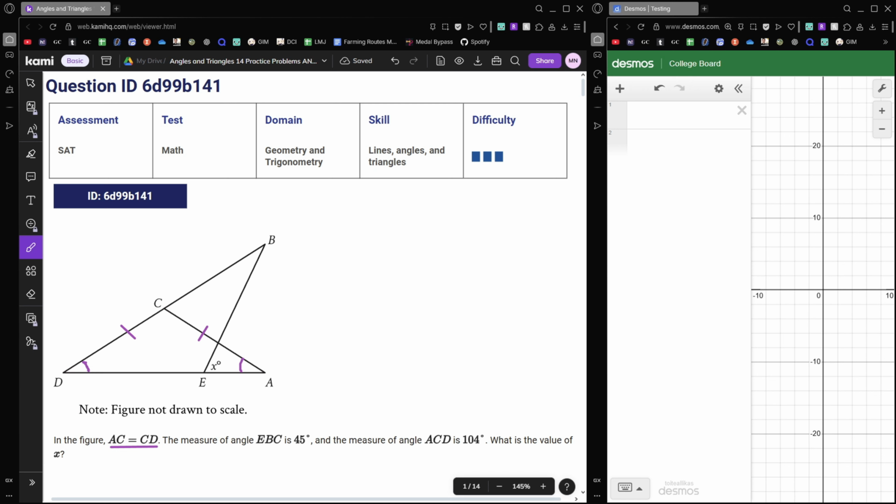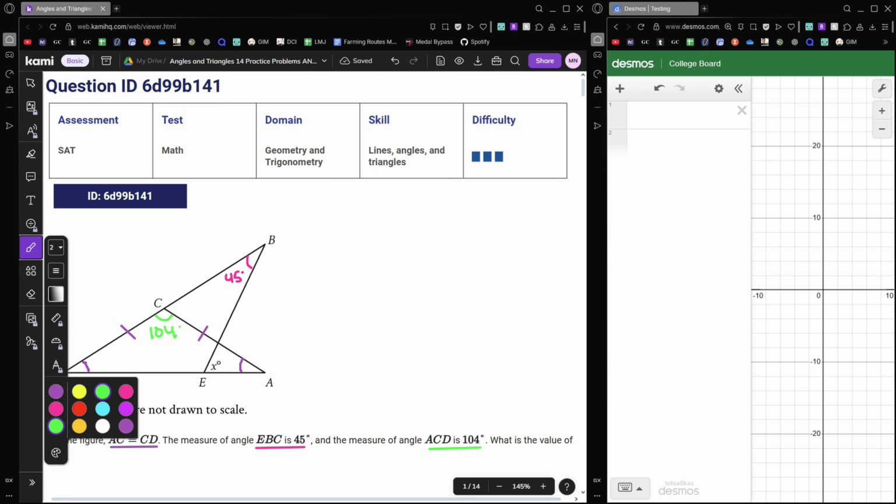The measure of angle EBC is 45 degrees. So here's EBC. That means that this angle right here is 45 degrees. Now let's continue. And the measure of angle ACD is 104 degrees. So here's ACD. That means that this angle right here is 104 degrees. What is the value of x?